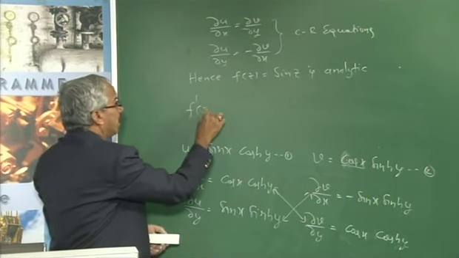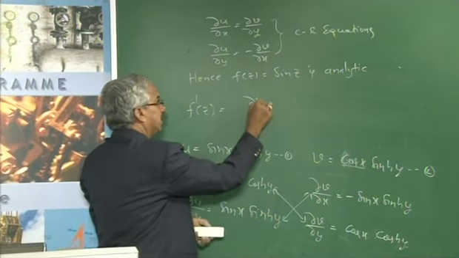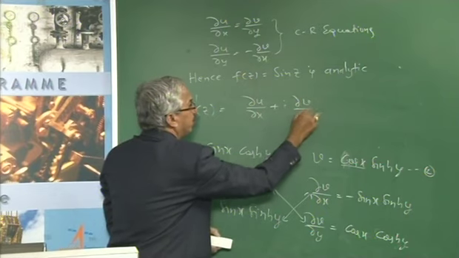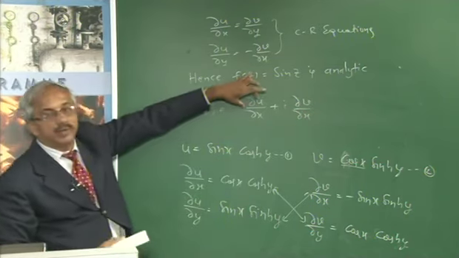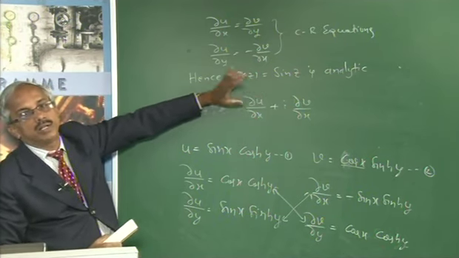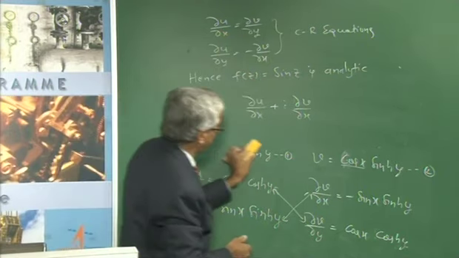You know that f dash z, with respect to x, I can take as dou u by dou x plus i into dou v by dou x. This we have derived in the derivation of the Cauchy-Riemann equations. After the analytic property, the differentiable property, we use this one.